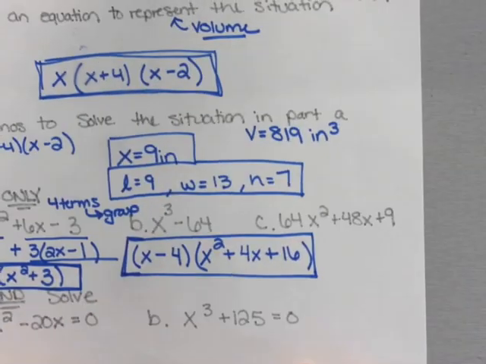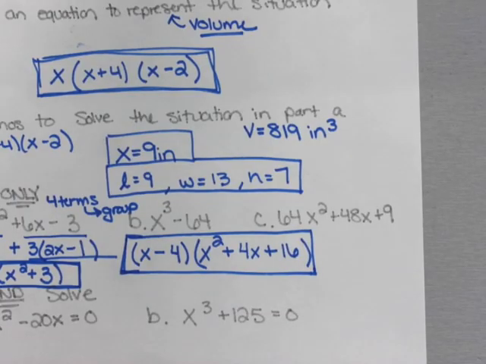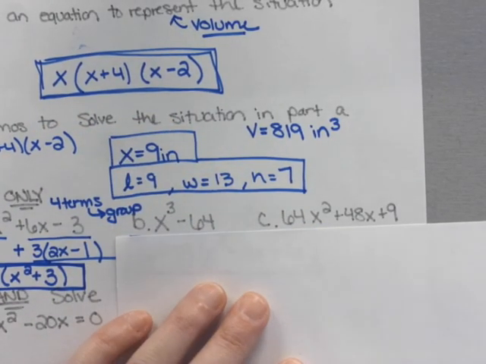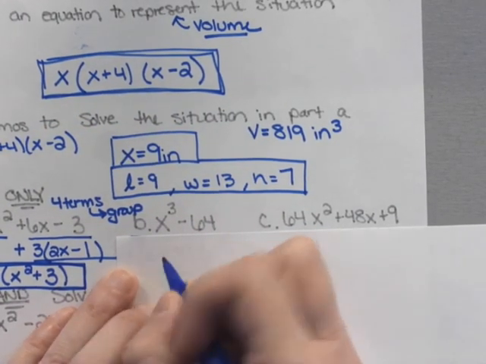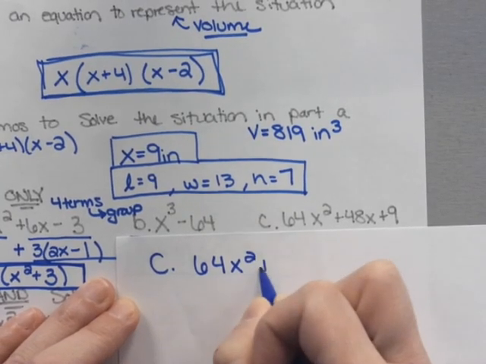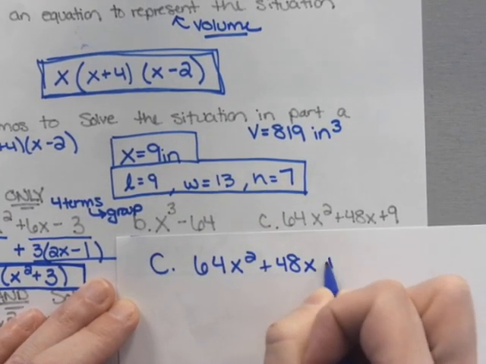Okay, let's do the last one that's just factoring. And I'm running out of space, so I'm going to grab a separate sheet of paper. If you wrote as big as I did, maybe you need an extra one too. So part C says 64x squared plus 48x plus 9.